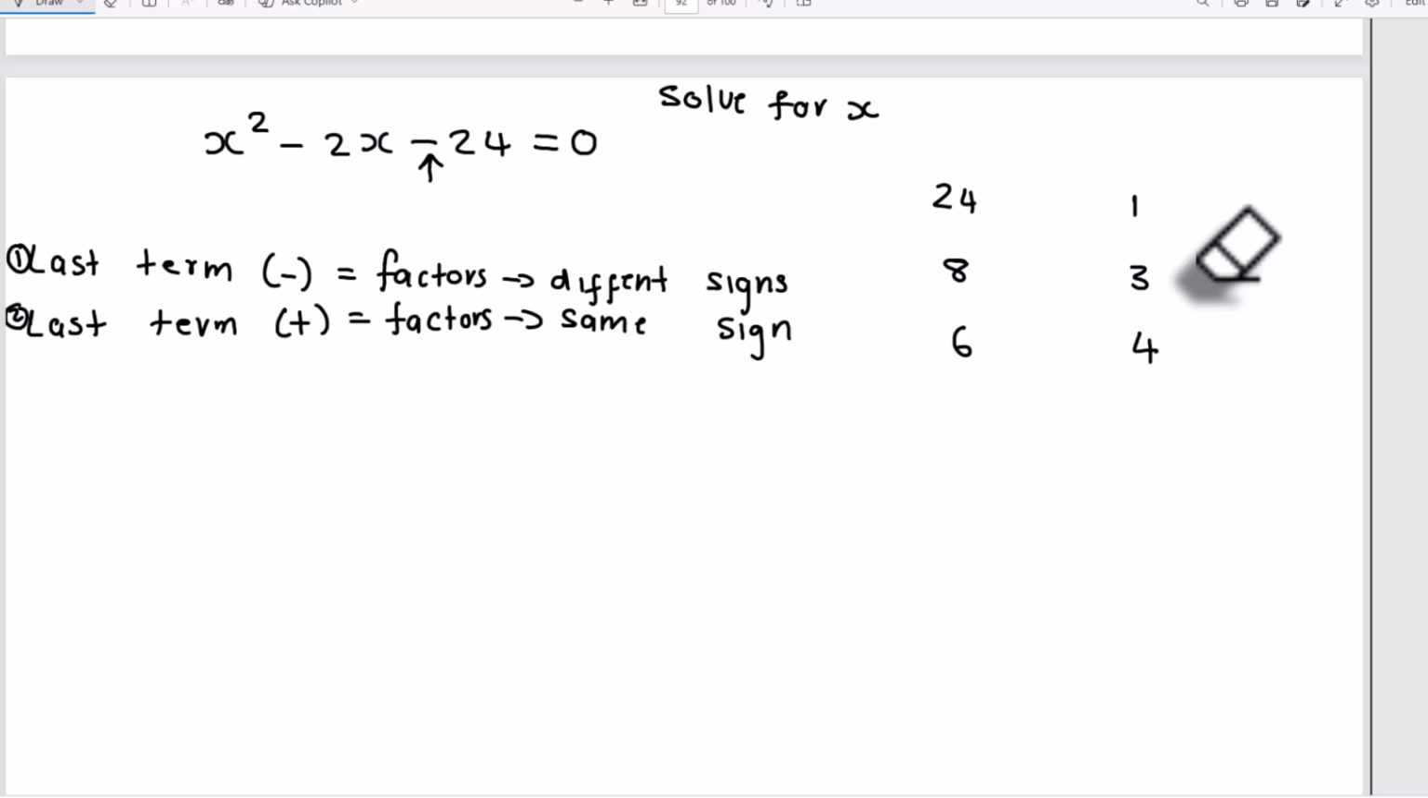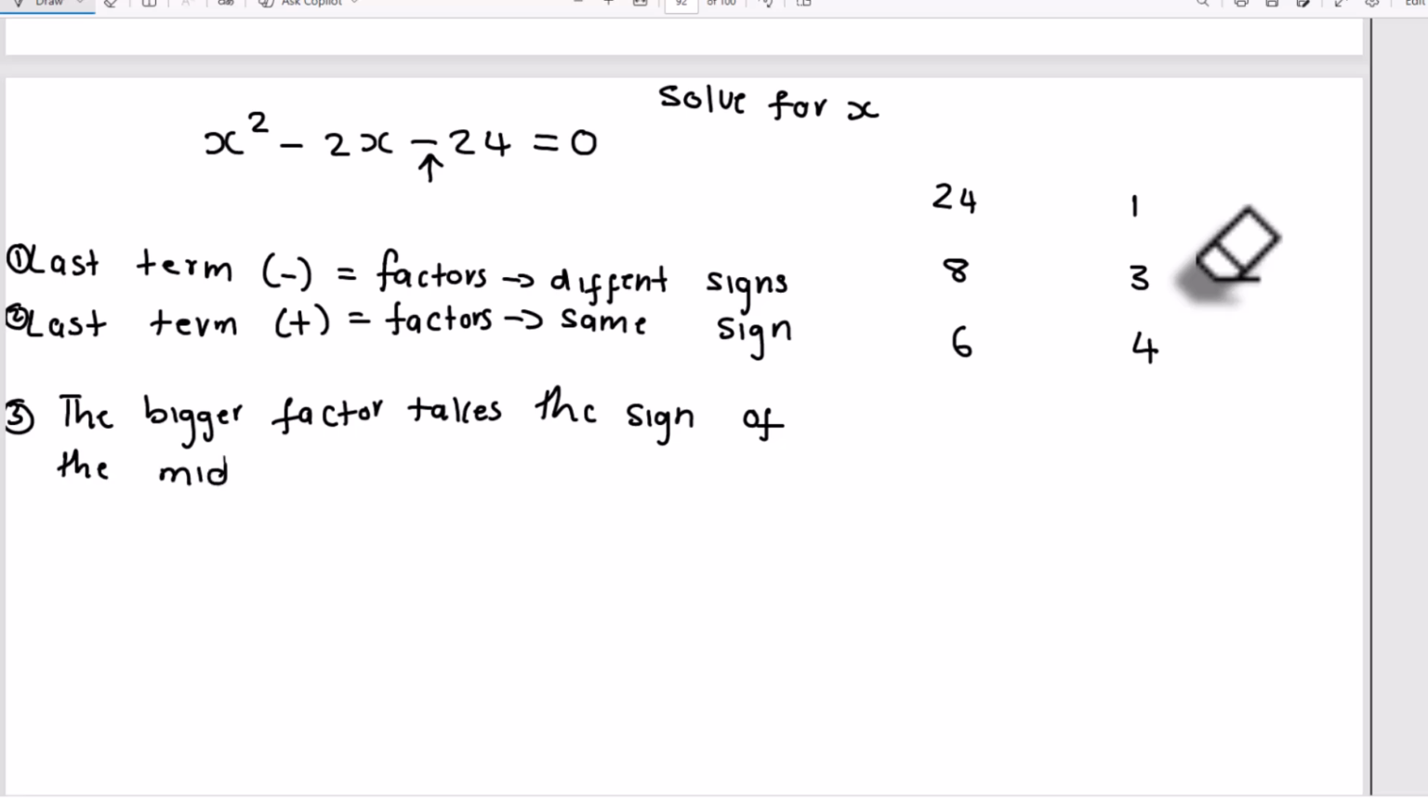Listen to this one. The bigger factor will always take the sign of the middle term. The bigger factor takes the sign of the middle term. I know it looks a bit long now when I'm teaching it, but as you practice, it becomes very simple. So the bigger factor takes the sign of the middle term.